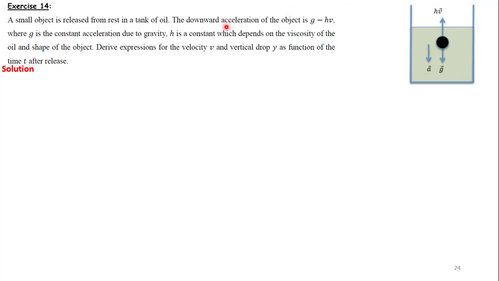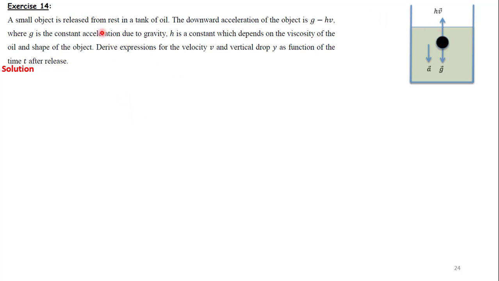The downward acceleration of the object is g minus hv. So this is the expression of the acceleration. They gave us the expression of the acceleration in this exercise, where g is the constant acceleration due to gravity, and h is a constant which depends on the viscosity of the oil and the shape of the object. So we have many parameters here, but in global, h is a constant related to the viscosity of the oil and to the shape of our object.